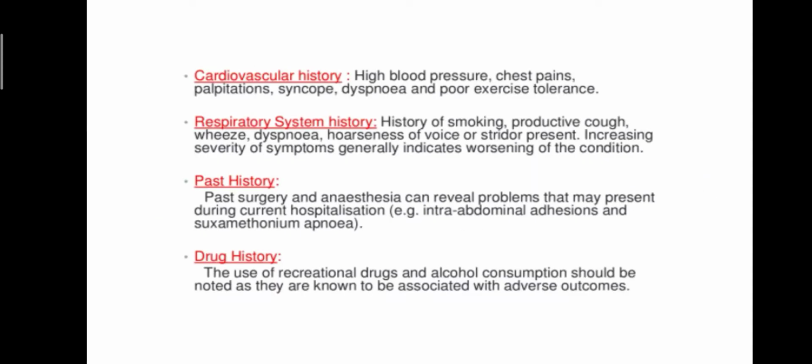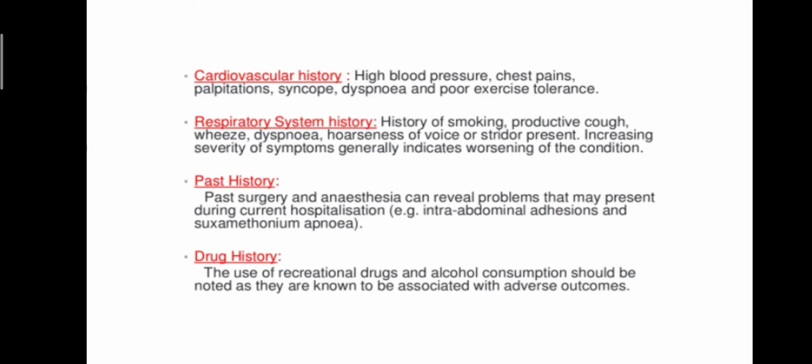So, in cardiovascular history: high blood pressure, chest pains, palpitations, syncope, dyspnea, and poor exercise tolerance. Respiratory system history: history of smoking, productive cough, wheeze, dyspnea, hoarseness of voice, or stridor present. Increasing severity of symptoms generally indicates worsening of the condition.